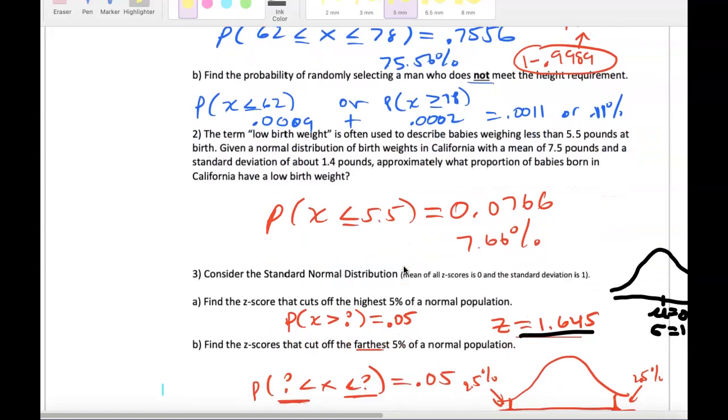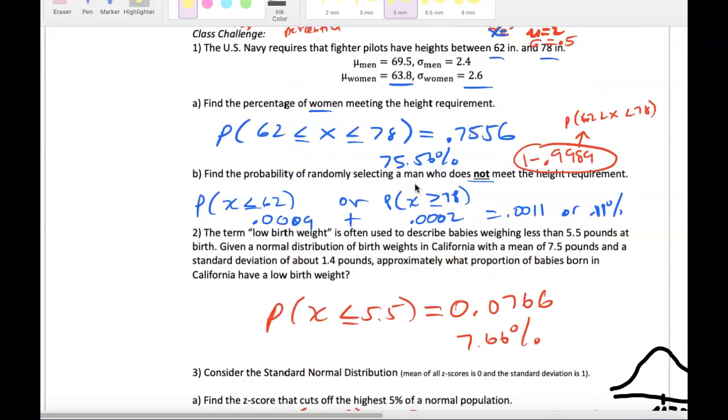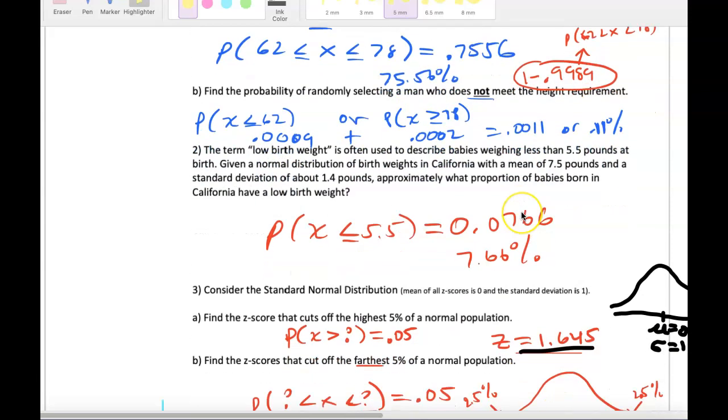And then on this answer here, right? Oh, before I do that, there's another way to get this 11% or 0.11: we can use the complement. To find the not, you can break it up, or find the percent that do meet the requirements, and then you do 1 minus. So that would be 62 is less than x is less than 78. Get that answer, which is 0.9989, and subtract from 1. And that's another way using complement.